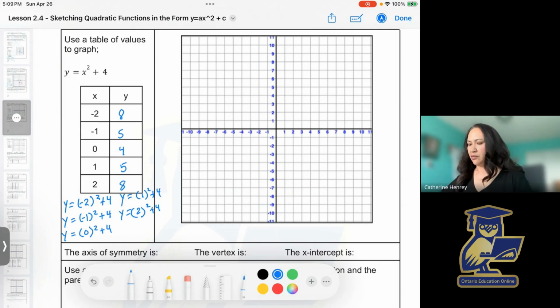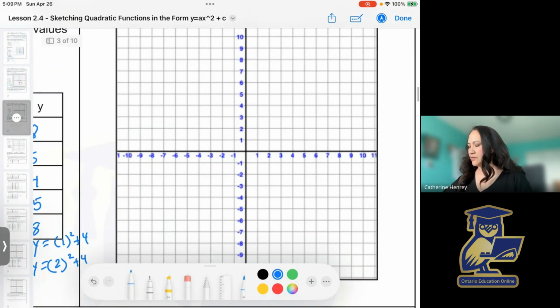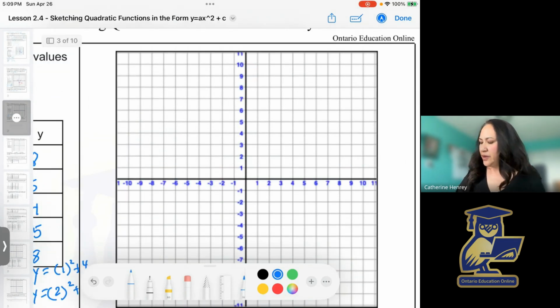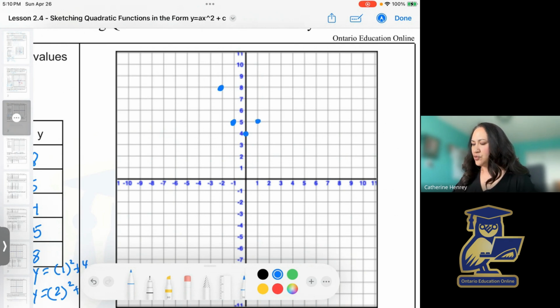So let's go ahead and plot those points on our graph. We start with -2, +8. So there's 1 point. We have -1, +5. That goes right here. We have 0, 4 there. We have 1, 5. And then 2, 8, so that goes there. So here is our function.